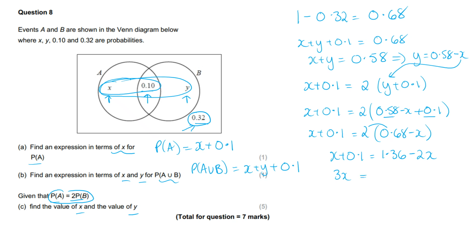Collect the X's on one side. 3X will equal 1.26, and if you divide by 3, X is going to be 0.42, and then if you use the fact that X plus Y equals 0.58, Y will have to equal 0.16.